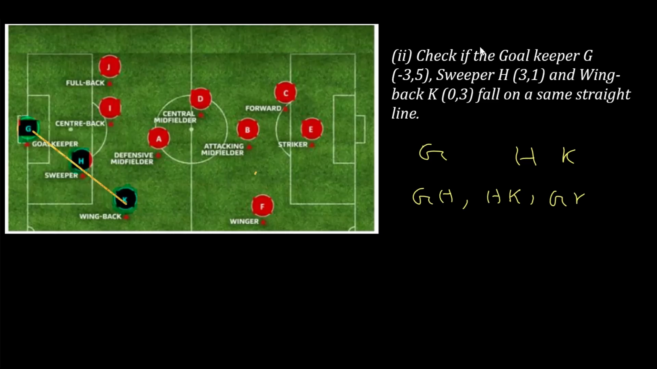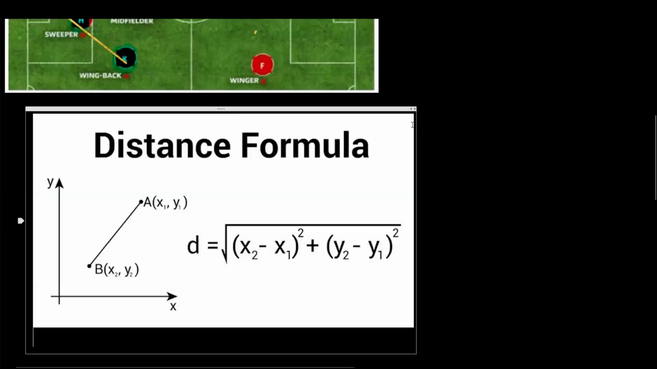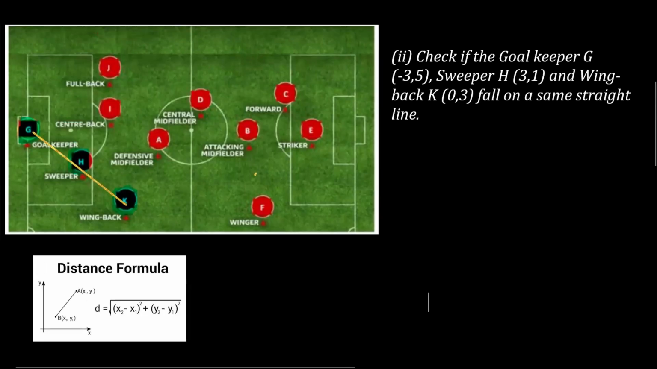So we are going to use this formula called the distance formula in calculating. So what is that distance formula? Let's figure out. You must be knowing that to find the distance between two points, it is the square root of x2 minus x1 whole square plus y2 minus y1 whole square. So we are going to apply this formula.